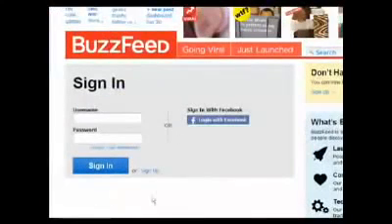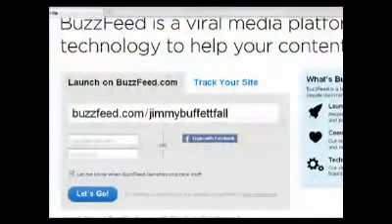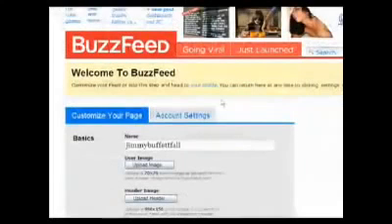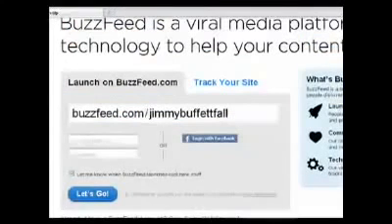So for that, we go and sign up for BuzzFeed.com at this URL. Also, you can see the URL of the BuzzFeed can be anything related to the topic or trend that you're using. So once you've signed up, go to your profile, and you should see something like this.